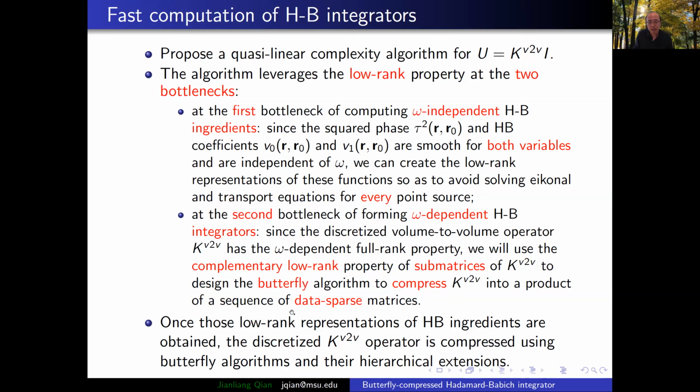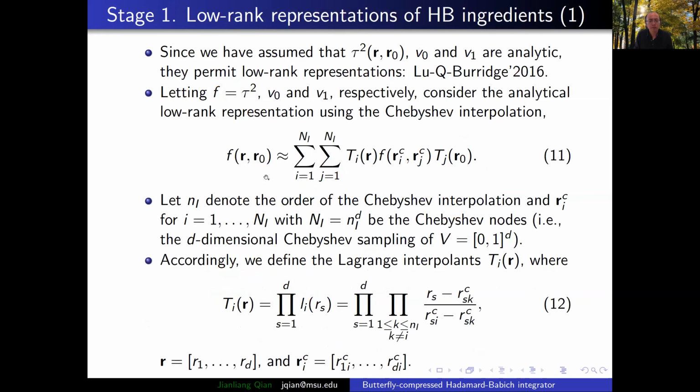If we have data sparse matrices and we know where those non-zero entries are located, then we can compute those matrix vector products rapidly. That's the essential idea here. It allows us to speed up the matrix vector product tremendously.